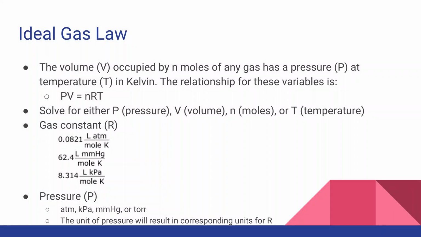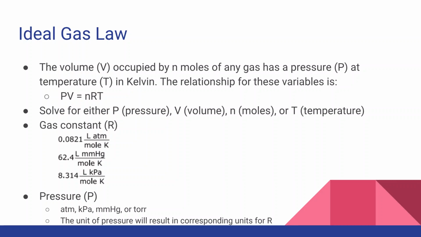The ideal gas law. So the volume V occupied by n moles of any gas has a pressure P at temperature T in Kelvin. This relationship for the variables is PV equals nRT. So this equation, PV equals nRT, that's our ideal gas law. So we use this to solve for either P pressure, V volume, n moles, or T temperature. So we use the gas constant R in this ideal gas law, PV equals nRT.